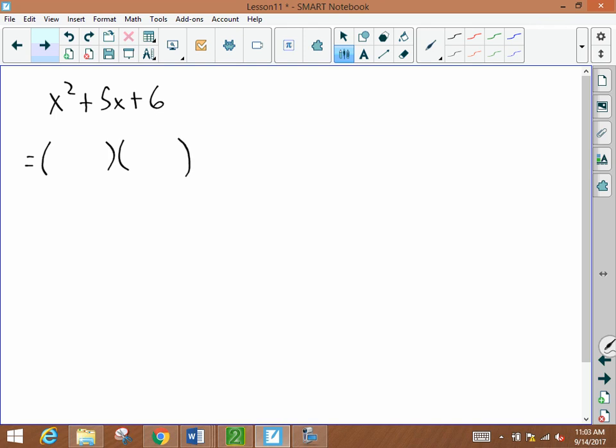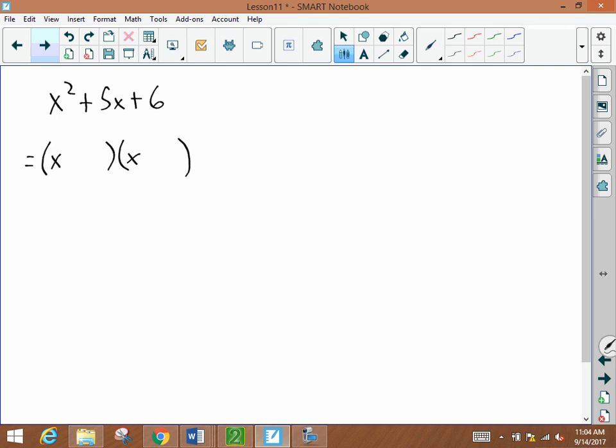All right, so you can go about this two different ways. This is the way I usually teach it: I use a method called the X box method. It's pretty neat. Works every time for every single quadratic that can be factored. The other way, which you'll do when you get faster, is to think of two numbers such that when I multiply them, I get positive 6, and when I add them, I get positive 5.